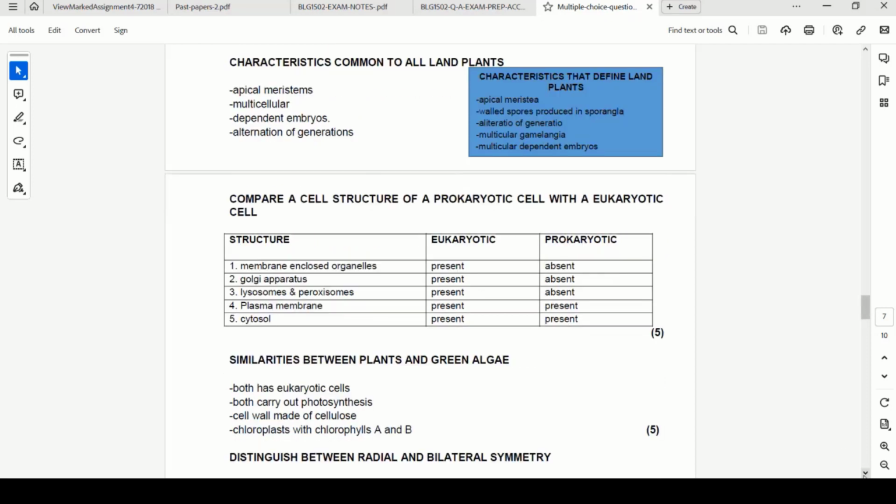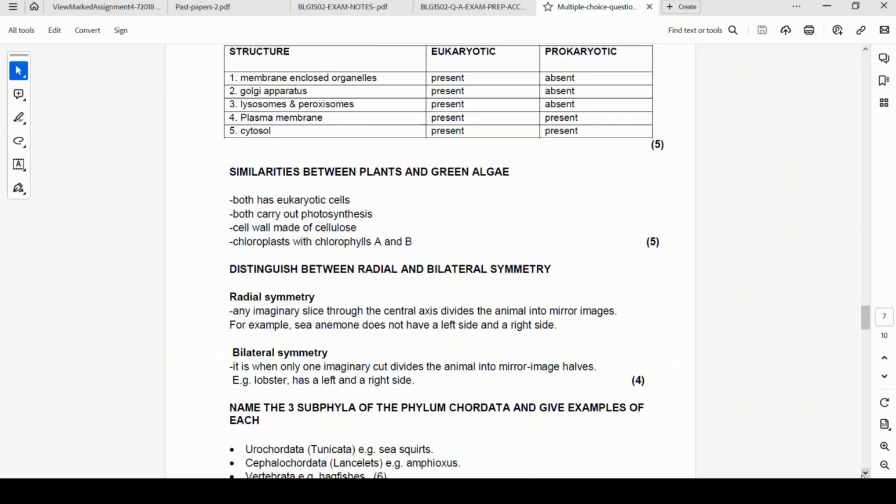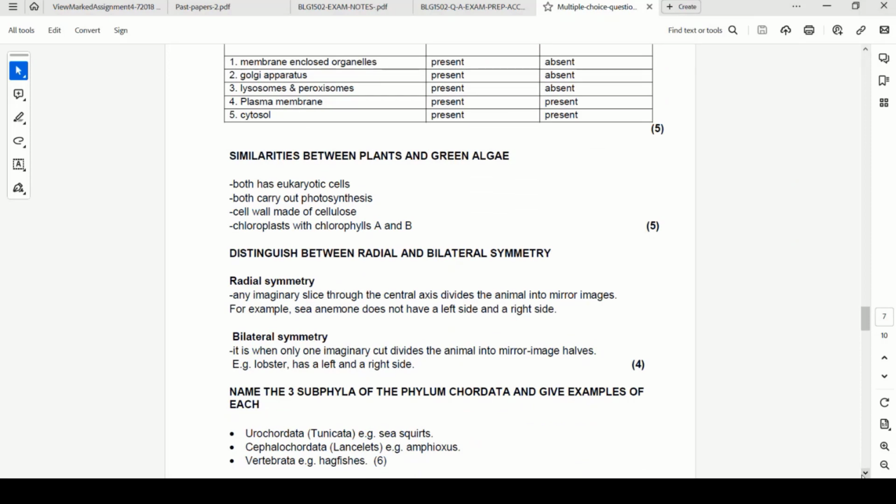And similarities between plants and green algae. Both are eukaryotic cells, both carry out photosynthesis, have cell walls made of cellulose, and chloroplasts with chlorophyll a and b. Distinguish between radial and bilateral symmetry. Radial symmetry is when any imaginary slice through the central axis divides the animal into mirror images. For example, the sea anemone does not have a left side and a right side.